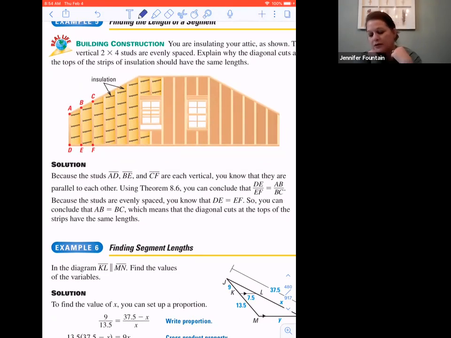Using theorem 8.6, remember 8.6 was where if I have transversals that cut my parallel lines, we know that the segments are proportional. So we can tell that DE over EF is equal to AB over BC. And since the studs are evenly spaced, DE equals EF. So you can conclude that AB is also equal to BC, which means the diagonal cuts at the tops of the strips have the same lengths. Each of those diagonals is going to be exactly the same length.